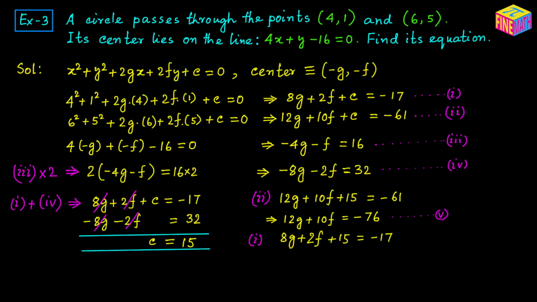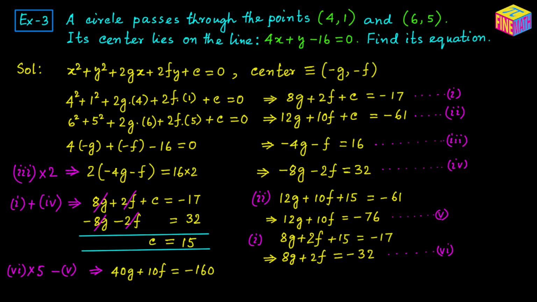And let's do the same thing on equation number 1. There we get 8g plus 2f plus 15. In place of c I am using positive 15, and if we simplify that, we get 8g plus 2f is equal to negative 32. Let's call it equation number 6. Next I am going to multiply equation number 6 by 5 and then subtract equation number 5 from the new equation. That way we can easily calculate the value of g.